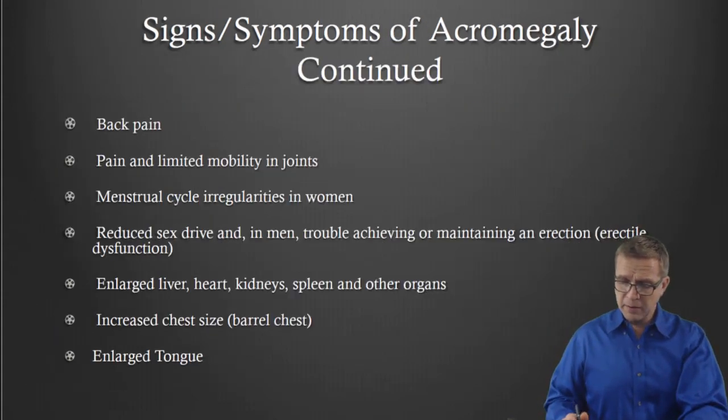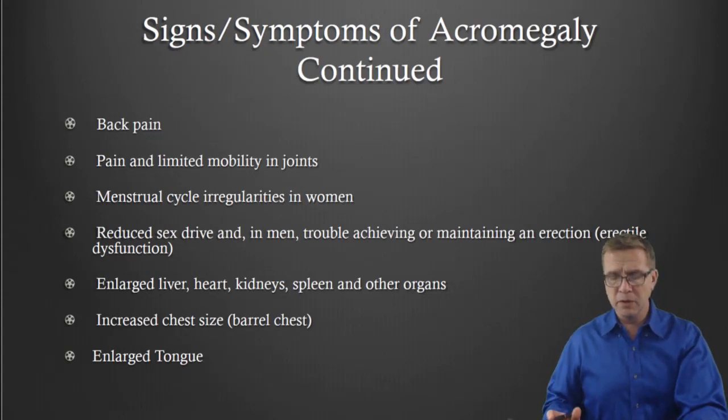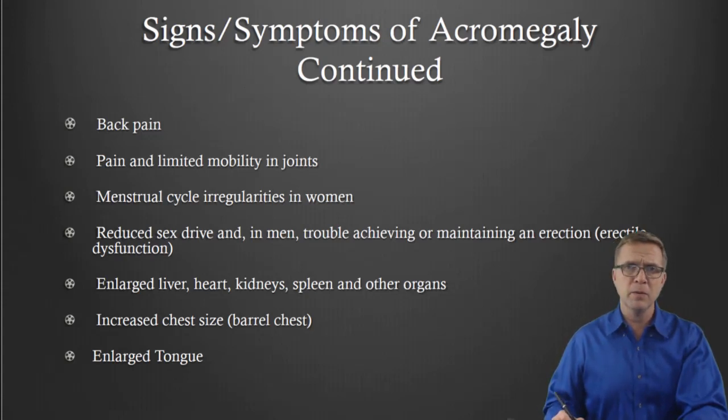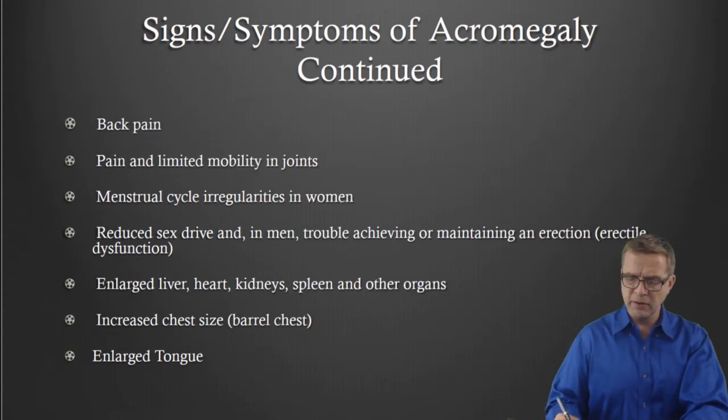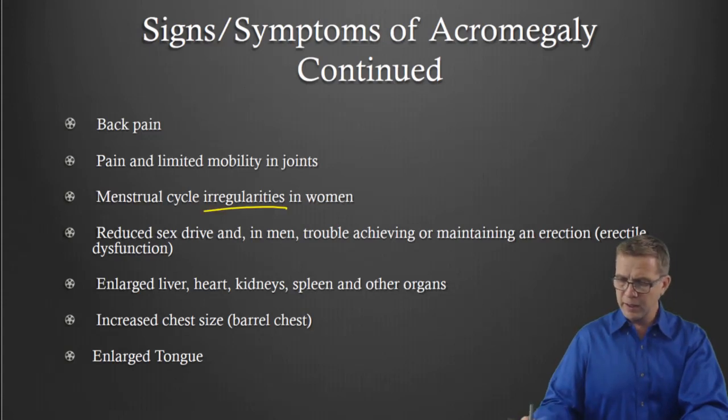Even more. Now, you can read all this. I'm giving you this PowerPoint so you can go through it. But one common thing with these hormones, even those that you don't typically think are directly related to reproduction, we're going to see often, it seems like, irregularities with some of these main hormones are going to have some changes to the reproductive system. So we can see here menstrual cycle irregularities in women, erectile dysfunction in men, and reduced sex drive.